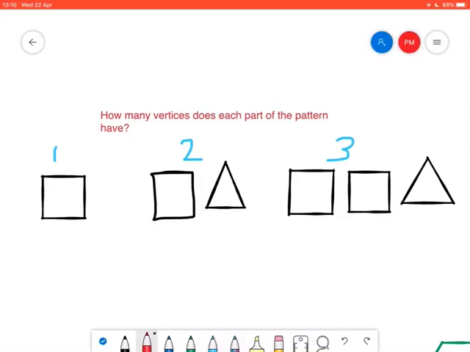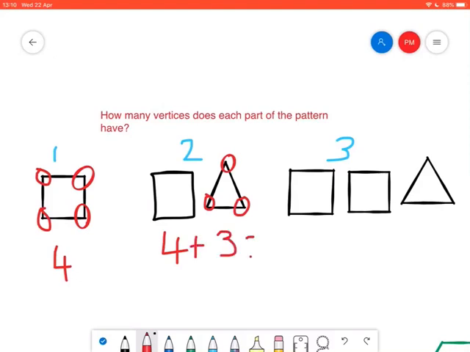So, of course, first bit we've got 1, 2, 3, and 4, because vertices are where 2 lines meet, so it's like a corner or an edge. So it has got 4. Over to this one, we know that a square has 4, so we can just write that in. And a triangle has got 1, 2, and 3. So it has 4 and 3, not 43. So we add those together, and we know that that is 7. So we've got 7 there.